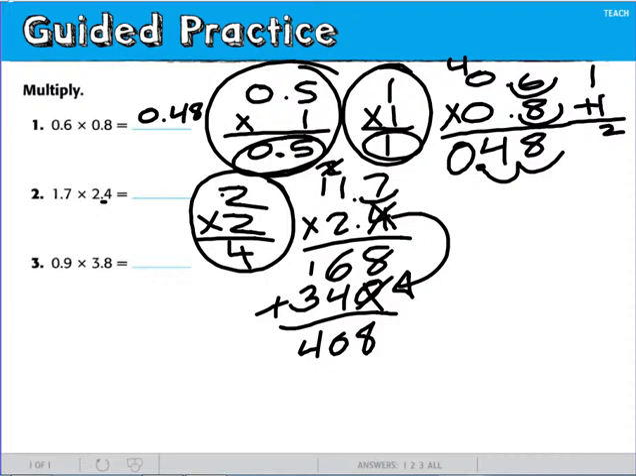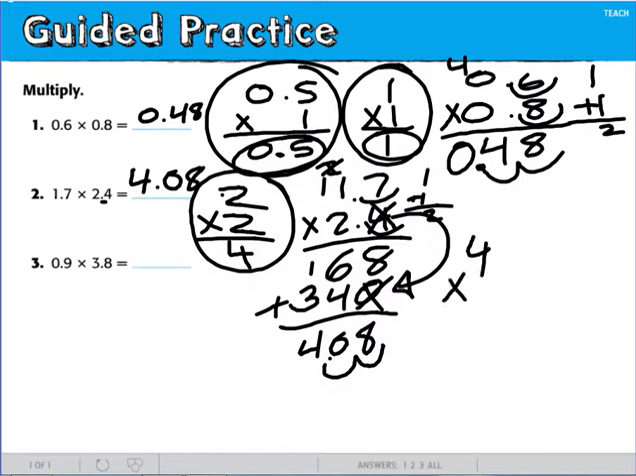Now I count my decimal place. How many do I have here? 1. How many do I have here? 1. How many do I have total? 2. So I start with my answer and I go 1, 2. My answer is 4 and 8 hundredths. 4 and 8 hundredths, not tenths. Okay, boom. Next one, I'm going to round to 1 and 4.